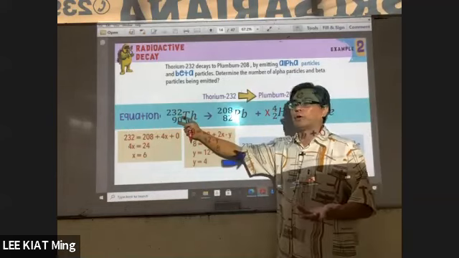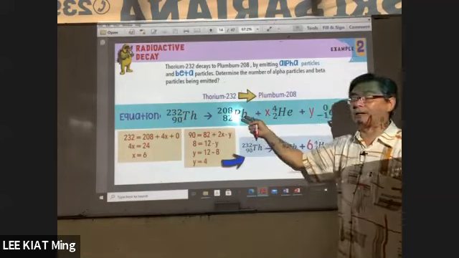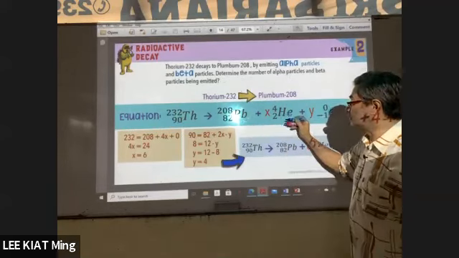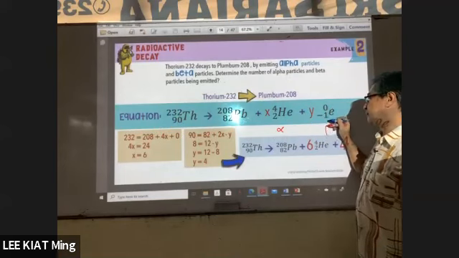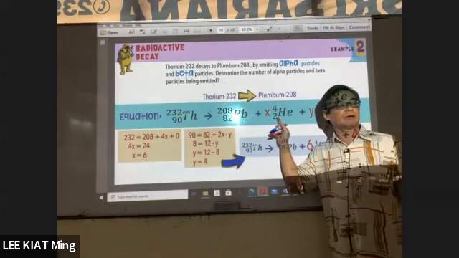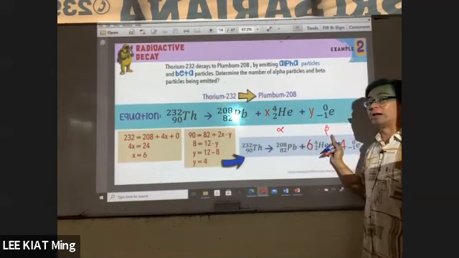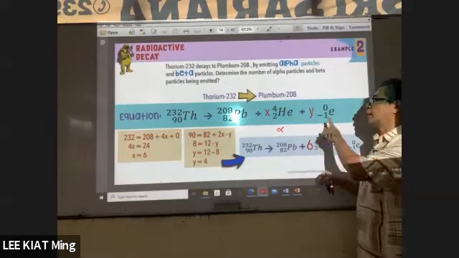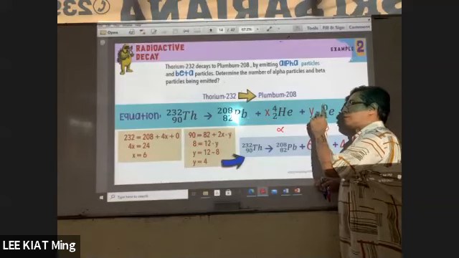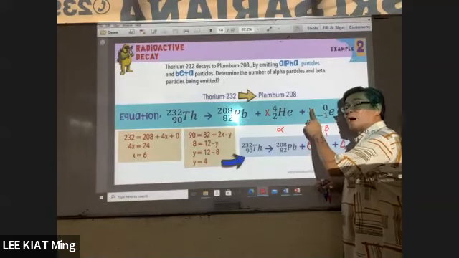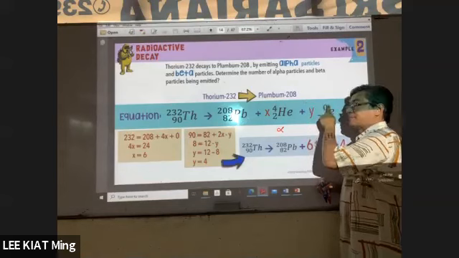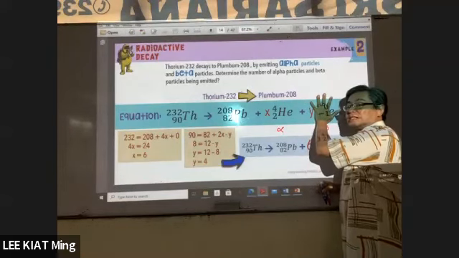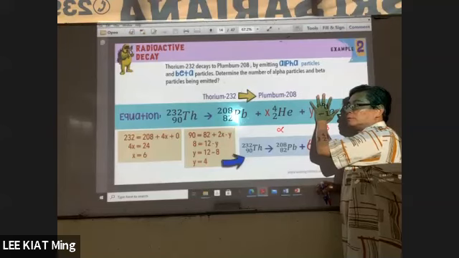They tell you thorium decays to give you lead, or plumbum, giving what? Giving alpha and giving beta. How do I know alpha? Nucleus helium. How do I know beta? Clear? Alright, so you know at the top here is zero. So whatever number you put, you will still get 0. Y times 0, 0. 5 times 0, still 0. Alright, so the number at the top, this one, doesn't affect anymore.